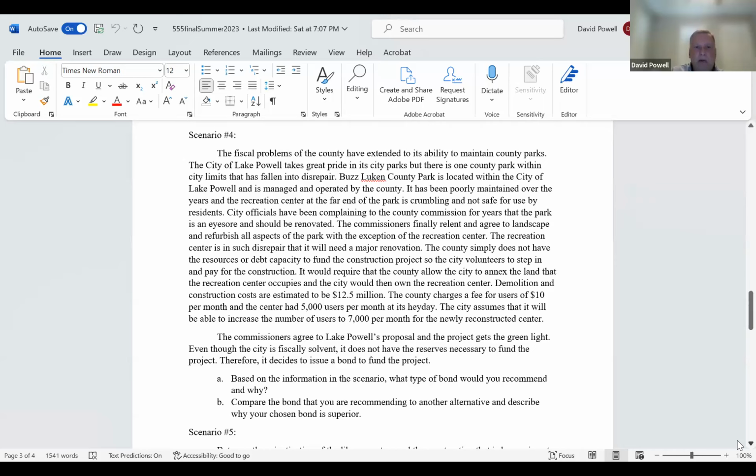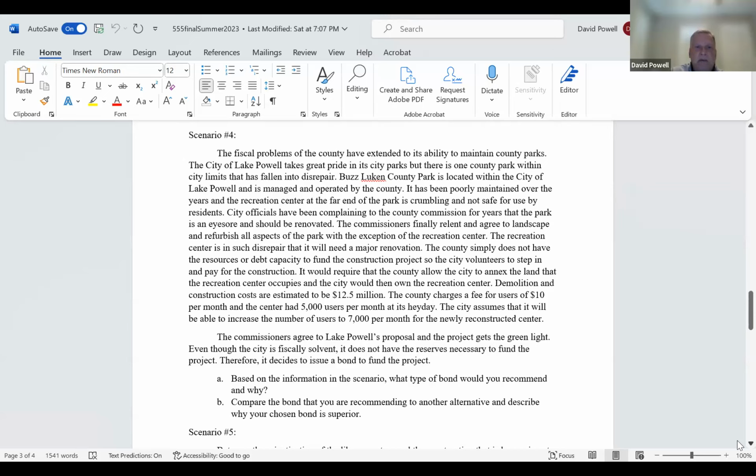Demolition and construction costs are estimated to be $12.5 million. The county charges a fee for users of $10 per month, and the center had 5,000 users per month at its heyday. The city assumes that we'll be able to increase the number of users to 7,000 per month for the newly reconstructed center. The commissioners agree to Lake Powell's proposal and the project gets the green light.